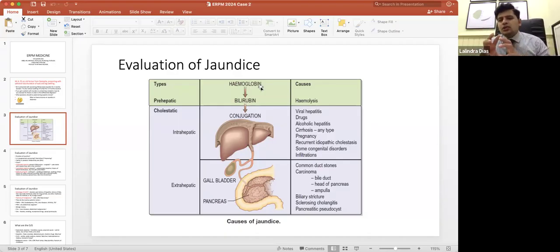Bilirubin will be taken up by the liver. You can see here hemoglobin, then the bilirubin is released, and it is taken up by the liver. This bilirubin is not water soluble like the conjugated bilirubin. So this is what we call unconjugated bilirubin. Initially what you get during hemolysis is unconjugated bilirubin.